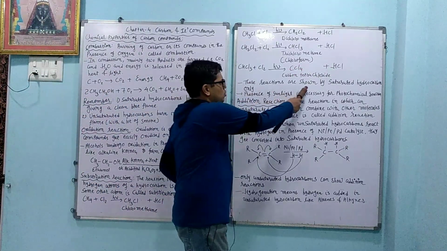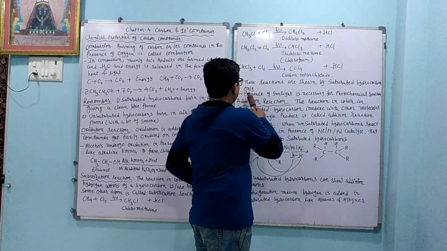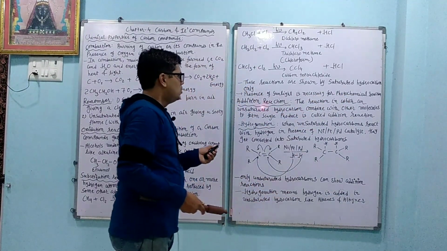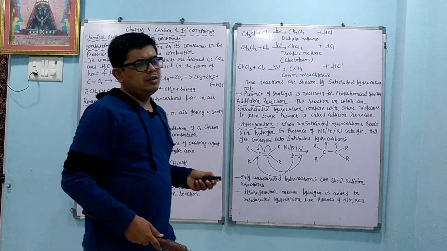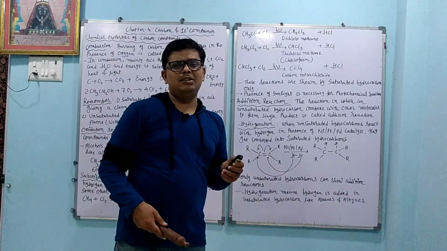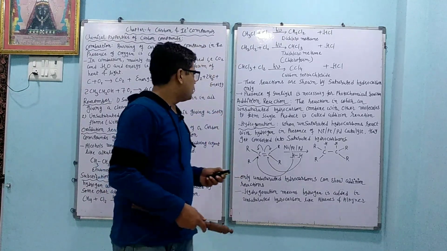These reactions are shown by saturated hydrocarbons only. The presence of sunlight is necessary for the photochemical reaction. So sunlight is very important. Some chemicals are very photosensitive, so they are kept in dark bottles in the chemistry lab.